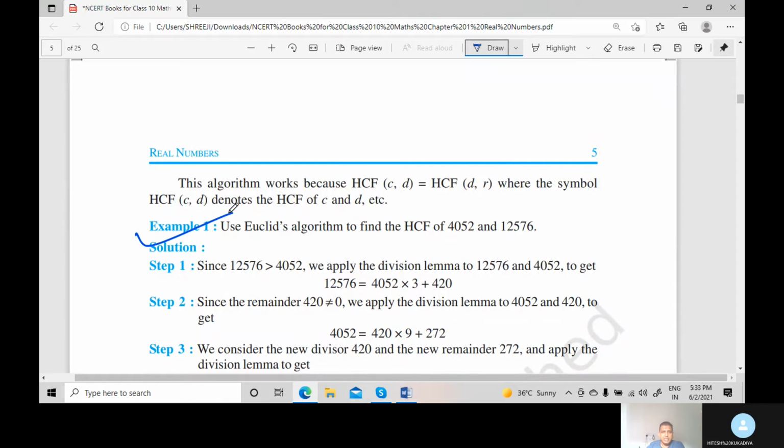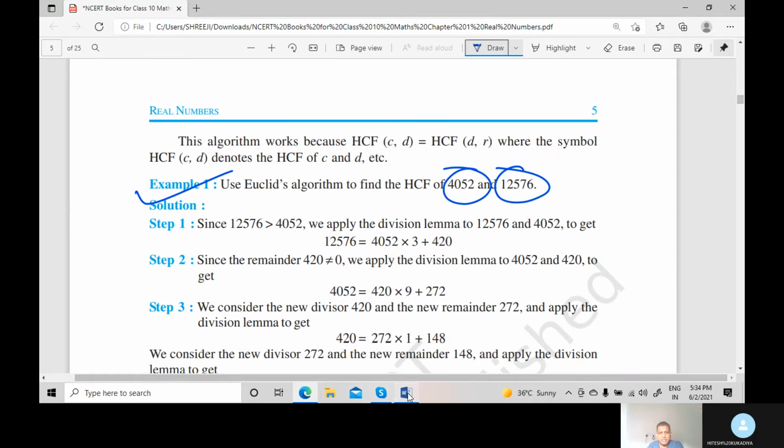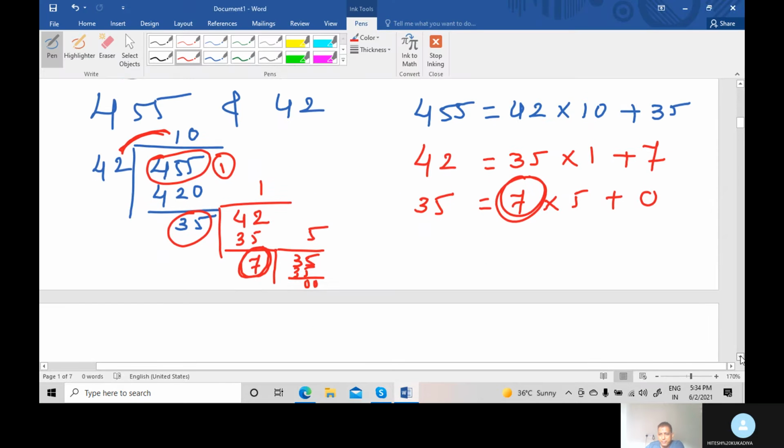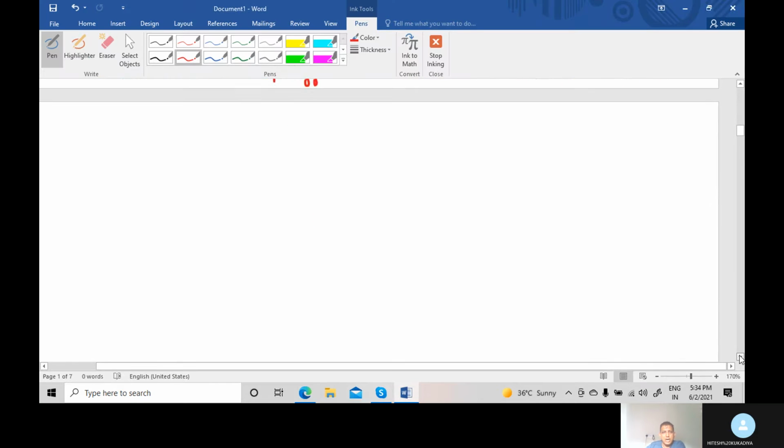Okay, now example number 1. Use Euclid's division algorithm to find the HCF of 4052 and 12576. Okay, write it in your notebook. Look, example number 1.